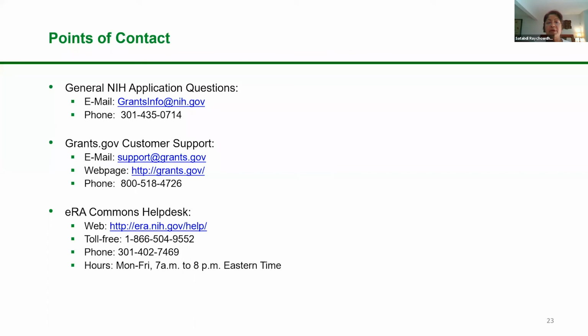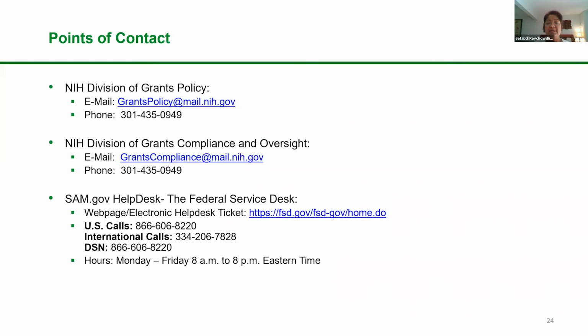Here are some points of contact that I have in my slides that can help you: ERA Commons, grants.gov. If you have any questions, I have provided the links, email addresses and telephone numbers you can contact. And then there are policies. You can look into the grants policy statement and the compliance office, and I have also provided the SAM.gov help desk number for US and international recipients.